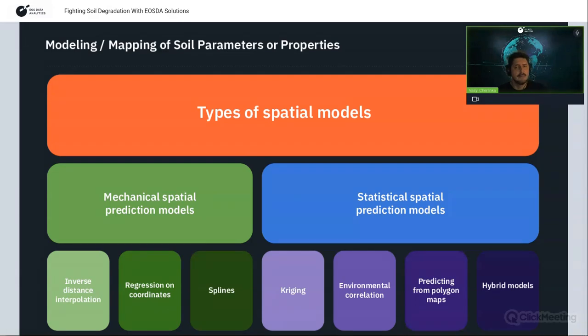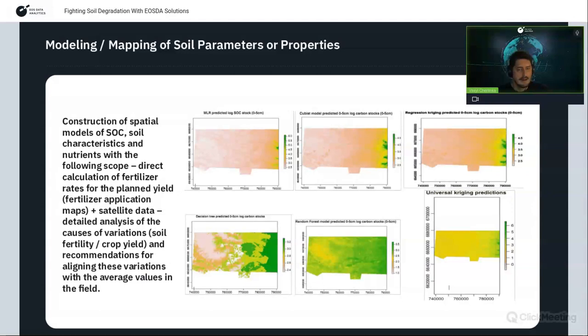The various mathematical models depicted on this slide are used to solve specific problems. For example, both simple interpolation and modern modeling methods can be used to create spatial models of soil organic carbon, nutrition elements, and so on. Furthermore, incorporating satellite data enables detailed analysis of the causes of variation in soil fertility and crop yield.